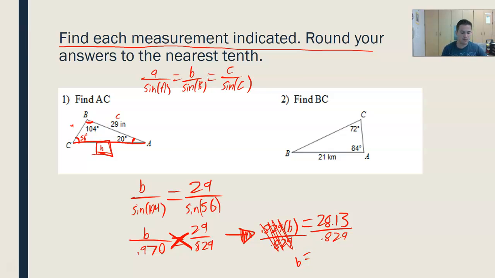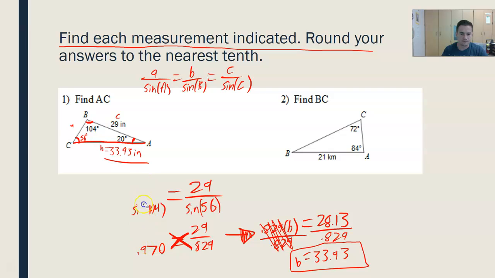28.13 divided by 0.829 is 33.93. So this side right here, B, is equal to 33.93 inches. Depending on how you rounded, your answer might be a little bit off of that, but approximately 33.93 inches, that's the length of this side. I didn't need to know that that was a right triangle in order to solve that. I just needed to know about the law of sines.